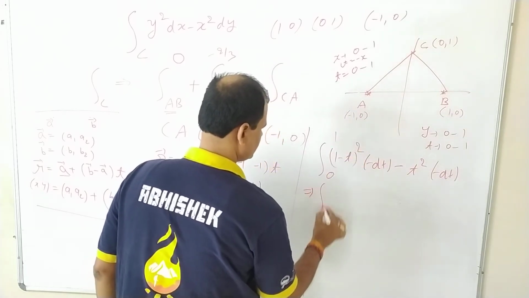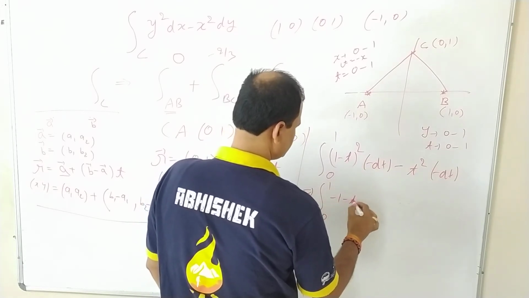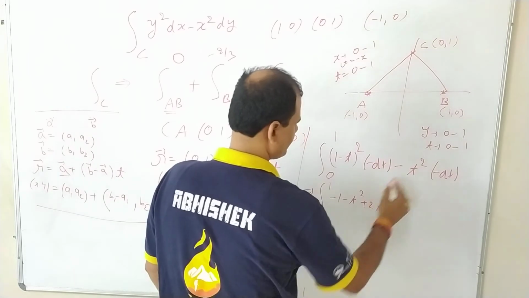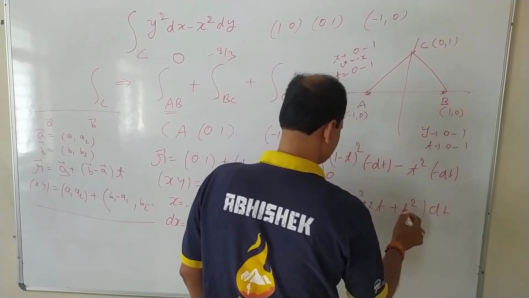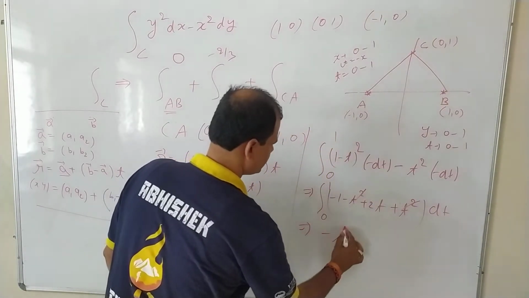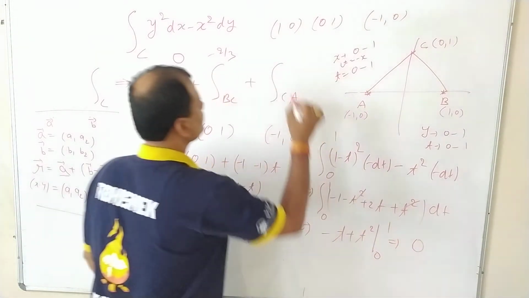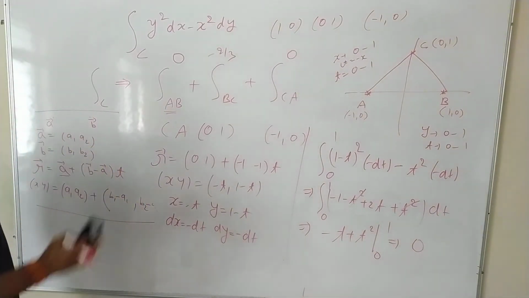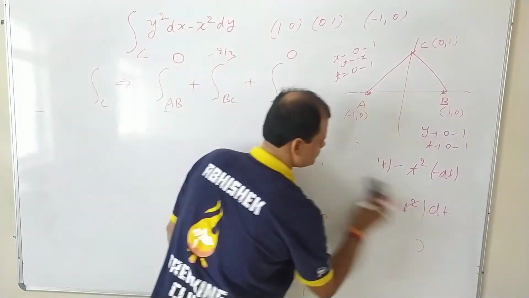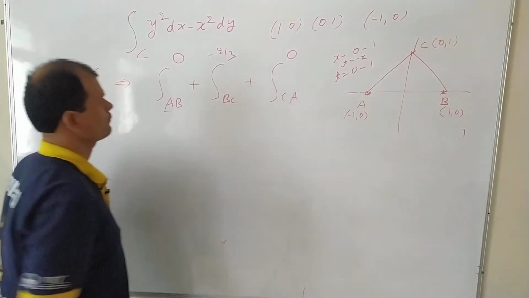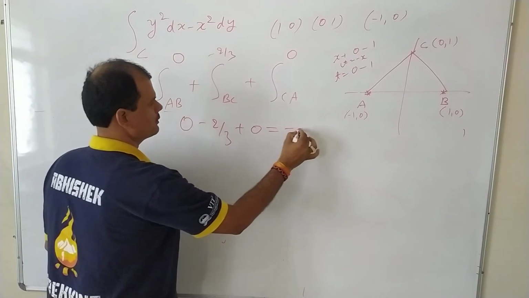Fine. Let us see, 0 to 1 and here we have minus t. So we get minus (1 minus t) square plus 2t. Fine. And here we have plus t square dt. So t square cancels. If you integrate, we get minus t plus t square from 0 to 1. So we get 0. So along the CA we are getting 0. So finally your answer will be 0 minus 2 by 3 plus 0 equal to minus 2 by 3.